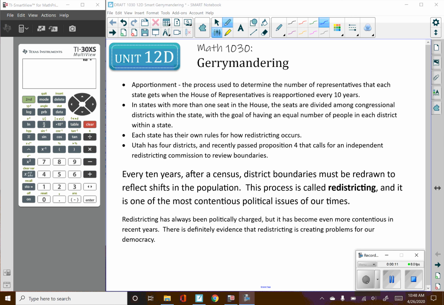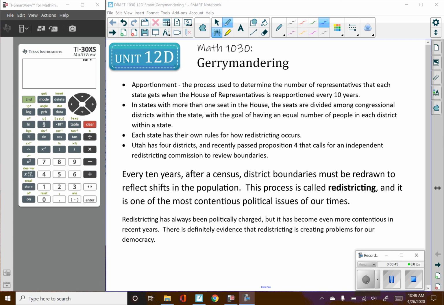Apportionment is the process that's used to determine the number of representatives that each state gets when the House of Representatives is reapportioned every 10 years. In states that have more than one seat in the House, the seats are divided among congressional districts within each state, with the goal of having an approximately equal number of people in each district within each state. But each state has their own rules for how the redistricting occurs.